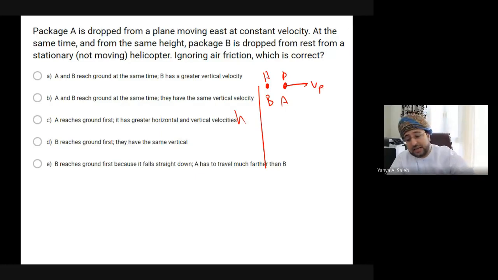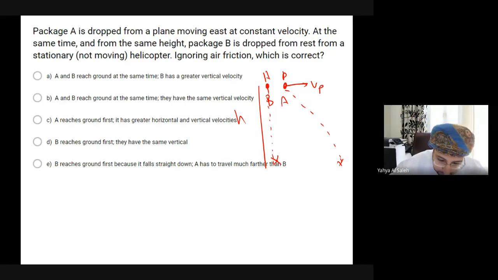Now, what I can tell you is this package B is going to fall like this. This one, since it has an X component as well, will fall like this. A, B, E, C, D.